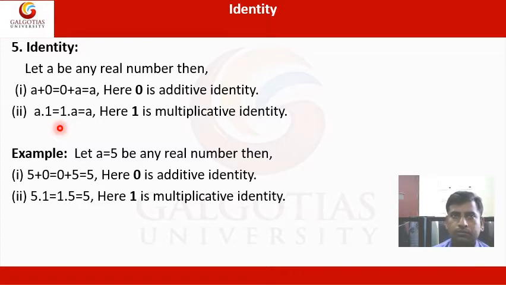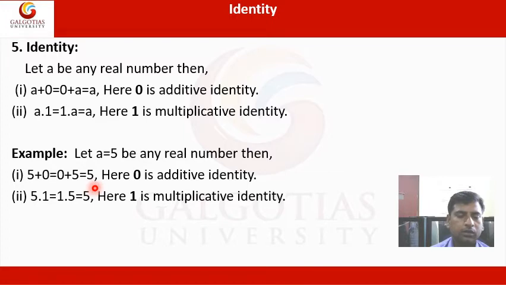Or we can say: with which number should we multiply any number a to get the same number? Your answer will be 1. So here 1 is called the multiplicative identity. For example, let a equal to 5 be any real number. Then 0 plus 5 equals 5 plus 0 equals 5.